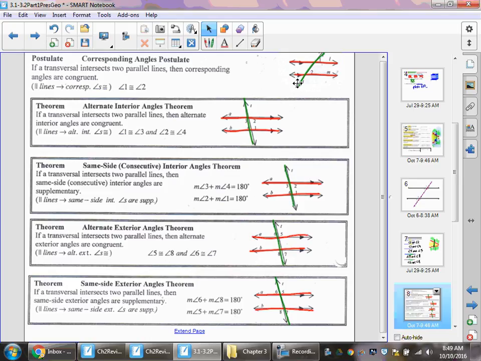Corresponding angles are congruent. So if line L and M are parallel, then corresponding angles are congruent. Alternate interior angles, if these lines are parallel, then alternate interior angles are congruent. If two angles are same side interior angles, if these two lines are parallel, then these two angles are supplementary. They sum to 180 degrees. Alternate exterior angles are congruent, and same side exterior angles are supplementary.